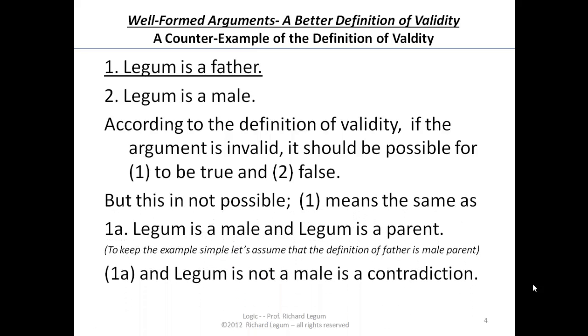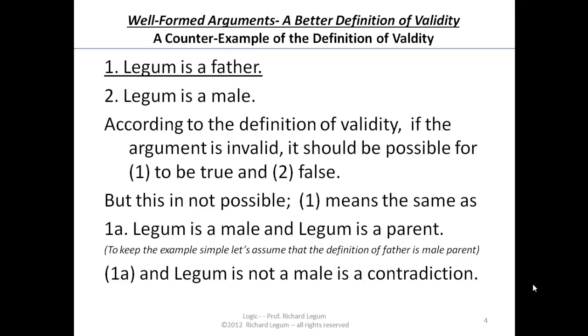I think in this case it's not possible, because one, Legum is a father, means the same as one, Legum is a male and Legum is a parent. And guys, at least some of you are going to have objections. Let's assume I'm right about this definition of father. That is, let's say the definition of father is male parent. So if you're worried about single-sex couples, let's just leave them out. But let's go back to the traditional meaning of father, that it's the male parent. I'm going to assume in single-sex couples that they have two either mothers or two fathers, depending on the sexes of the parents.